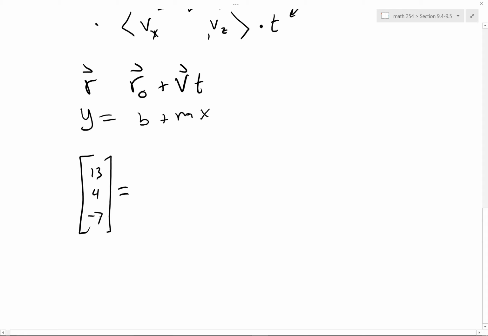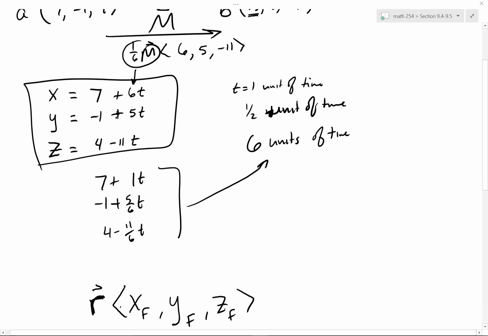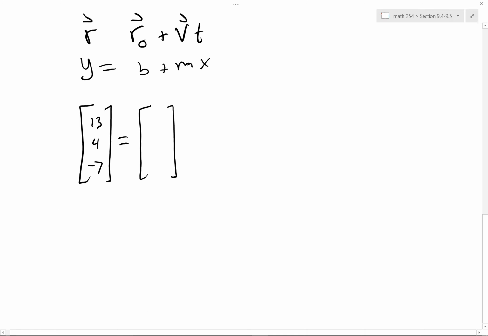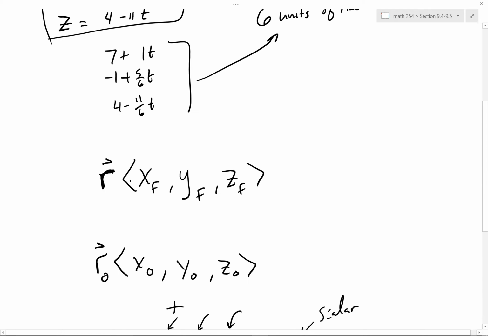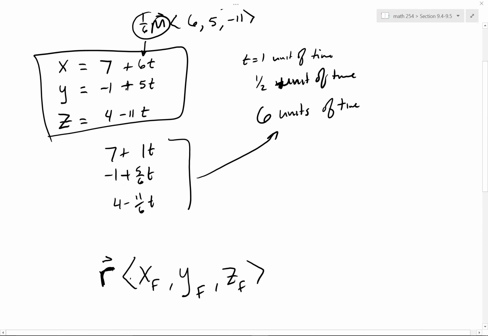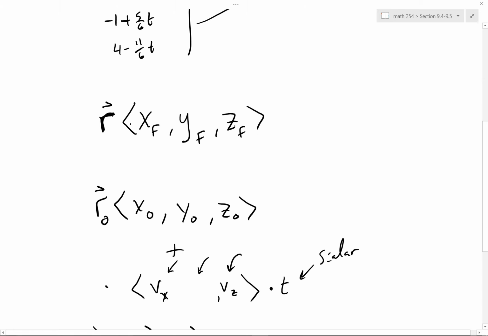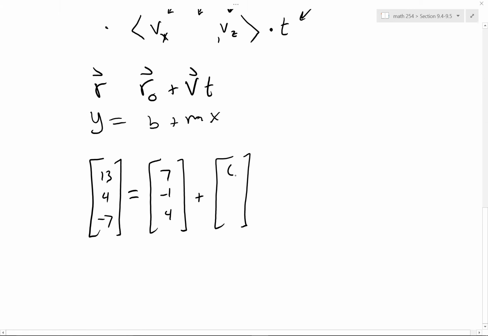Notice I wrote it in this fashion. This is called a column vector. It's just a different way of looking at it. I started at this position, 7, negative 1, 4. And I'm just going to use 6, 5, negative 11 right now, like we did on the original function. And we simply stick a t behind it.